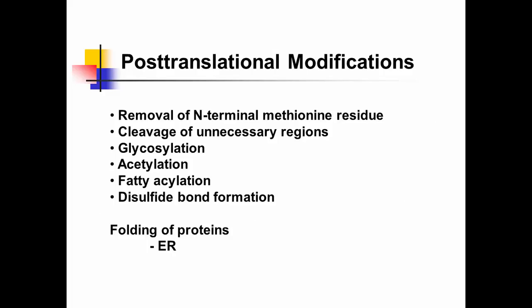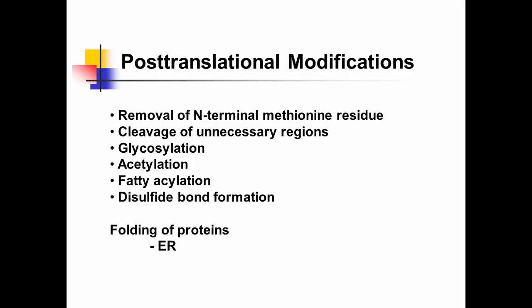Okay, now post-translation modification. Once the amino acid peptide is synthesized, more processing is needed in order to make the protein active and functional. The process after translation is called post-translation modification. There are a lot of different types of modification.